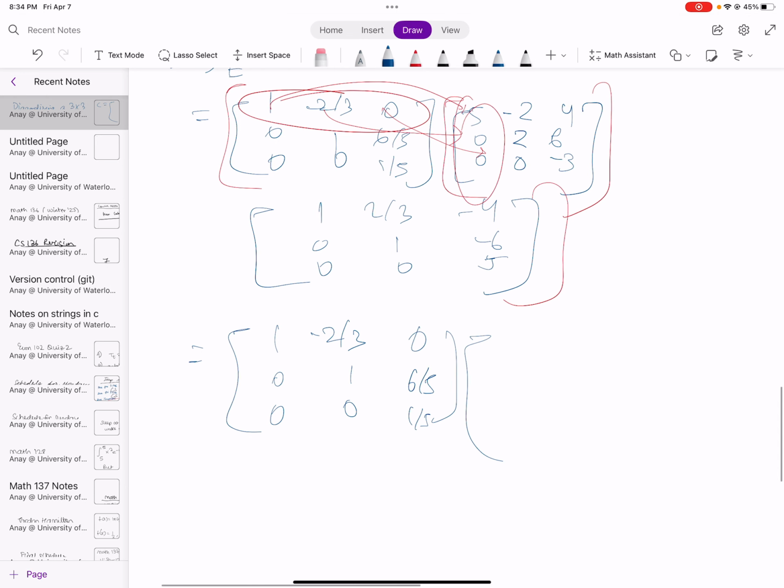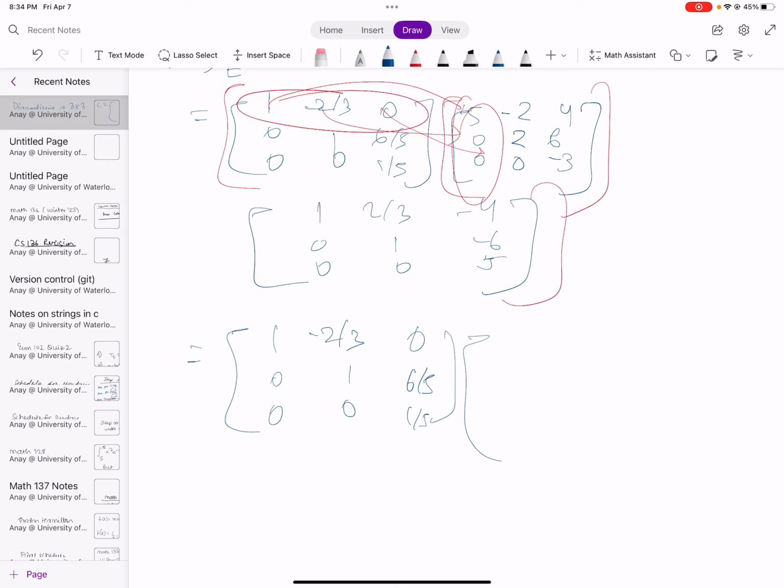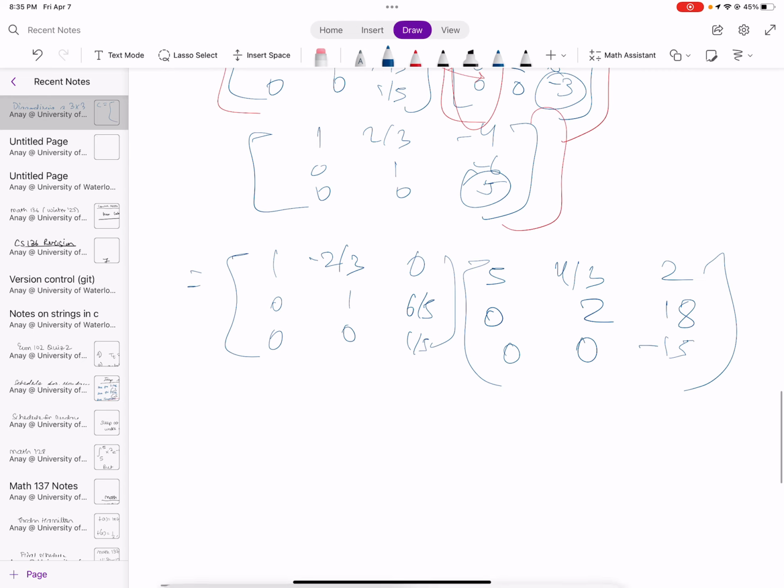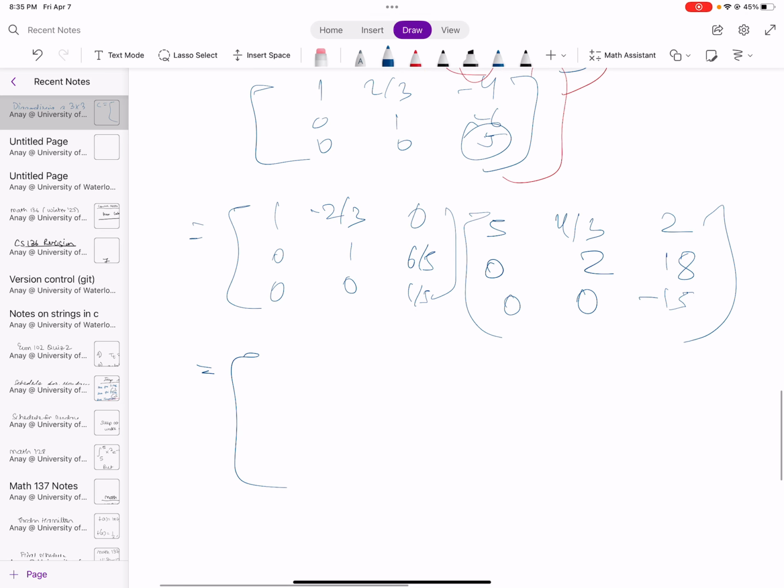And now we have 5 times 1, 0 0. Okay, so if we have 5, then we have -2/3, so 4/3. Then we have 4 3s are 12. We have 0 here, then we have 2 times 2, and 2 times 9 is 18. Now we have 0 again, and 0 0 0. Then we have 3 times negative 3 times 5, which is negative 15, right? Now if we expand this, we have 5 0 0, so we have 5, we have 4 thirds minus 4 thirds 0, so we have 0, we have 2, then we have 6 18 minus 12.